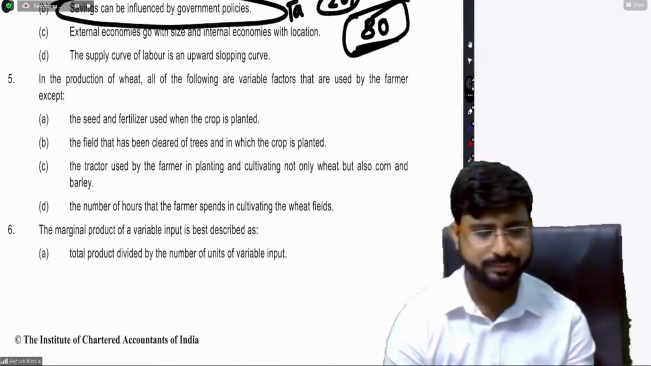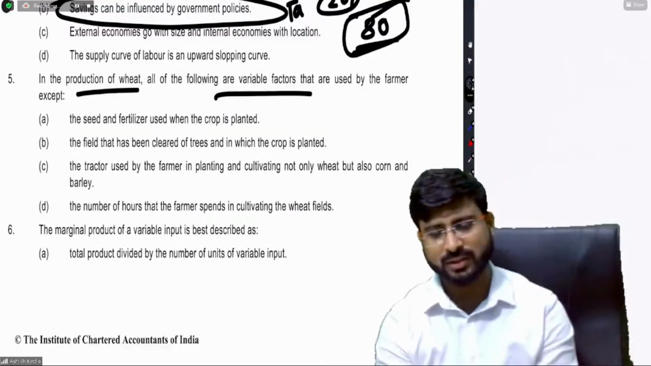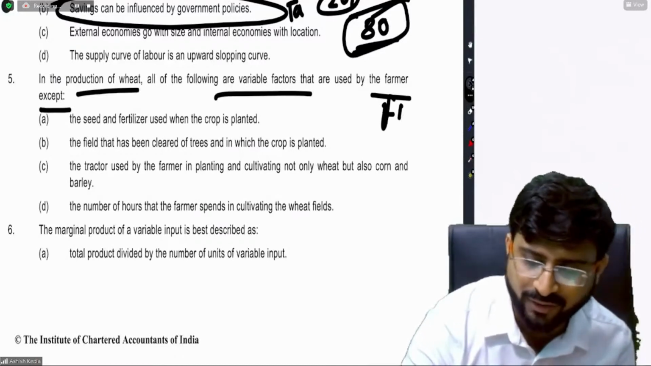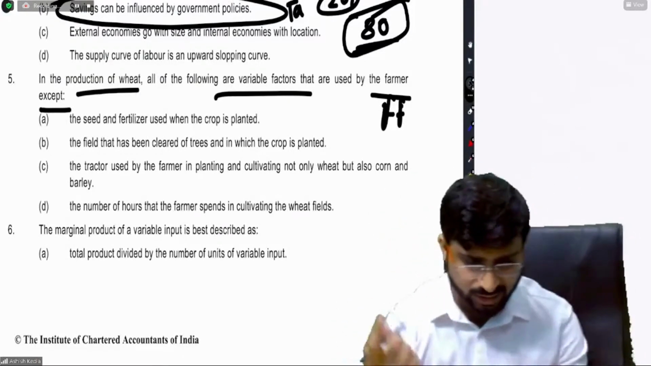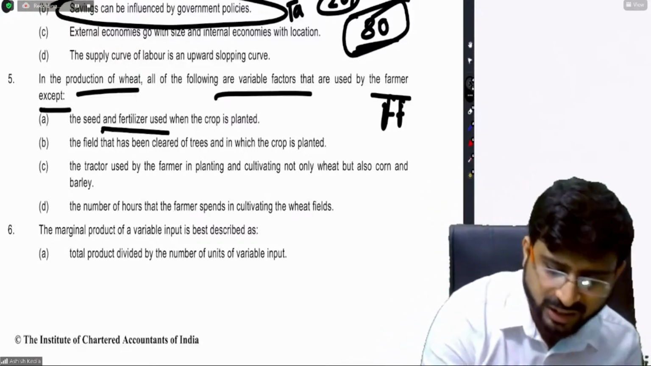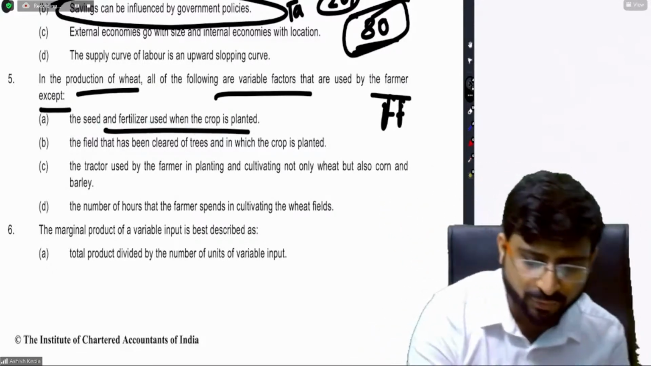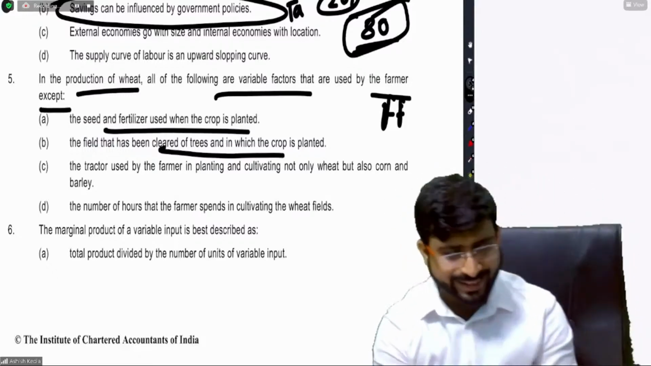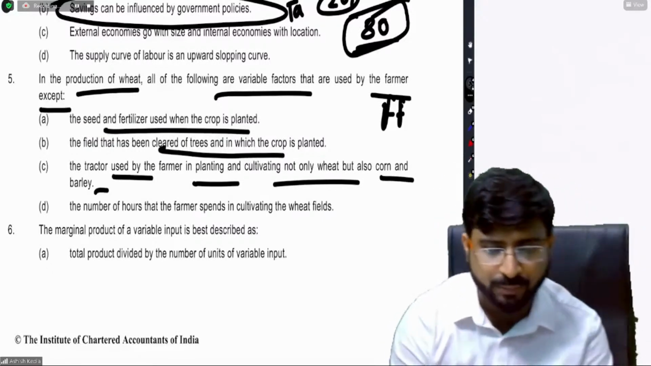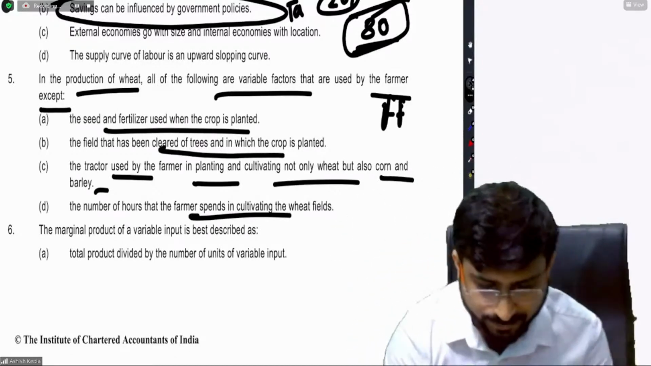Next is number 5. In the production of wheat, all of the following are variable factors that are used by the farmer except, which one is not a variable factor? Maybe a fixed factor we have been asked. The seeds and fertilizers used when the crop is planted, the field that has been cleared of trees and in which the crop is planted, the tractor used by the farmer in planting and cultivating not only wheat but also corn and barley, the number of hours that the farmer spends. Which one do you think? I have my answer ready.